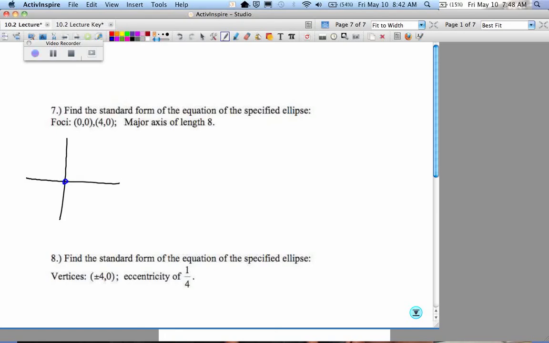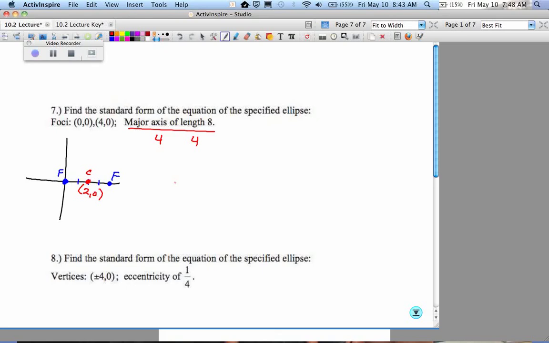So I have a focus at 0, 0. And I have a focus at 4, 0. So I definitely know my center is on the axis, and it will be 2, 0. The other thing they're telling me is that the major axis is 8. So if the major axis is 8, it means there's a distance of 4 on either side of the center. 4 plus 4 gives me 8.